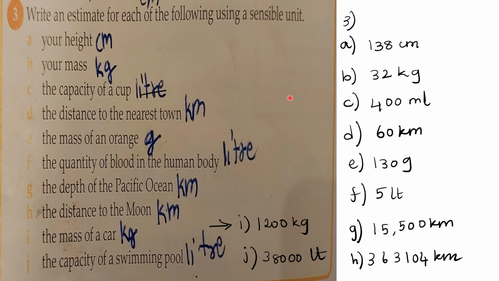Okay. C sum is the capacity of a cup. So cup is a very small object, so it will contains only 400 to 500 milliliter. So approximately I wrote 400 milliliter. D sum is the distance to the nearest town. So distance, so that will come under kilometer. So 60 kilometer.